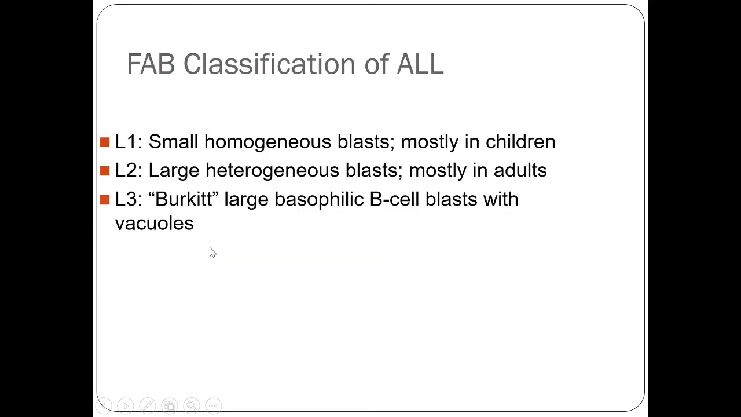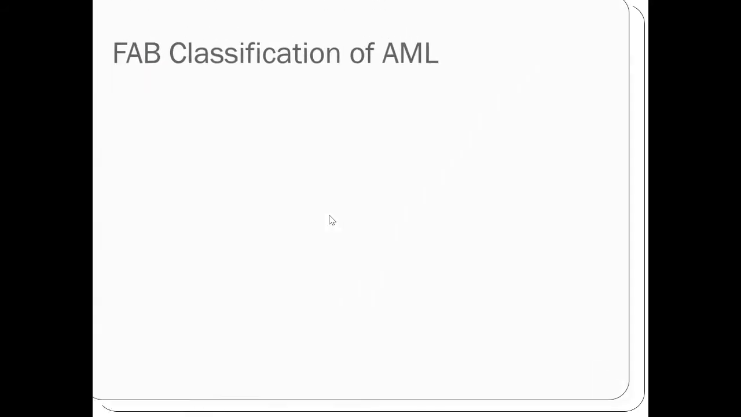Now, the FAB classification, French American British classification, for ALL and acute myeloid leukemia. This classification is according to the morphology of the blast. In L1, blasts are small and homogeneous, and L1 mostly occurs in children. L2, blasts are large and heterogeneous and mostly occur in adults. And L3, Burkitt's lymphoma, in which the blasts are large and basophilic with vacuoles.